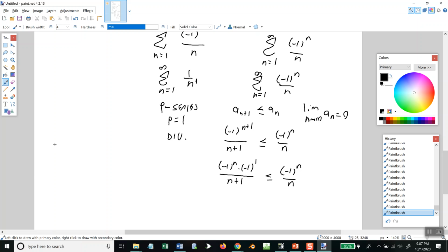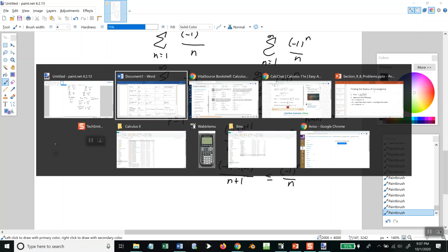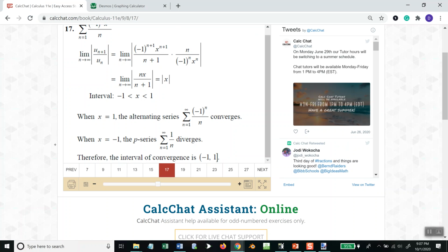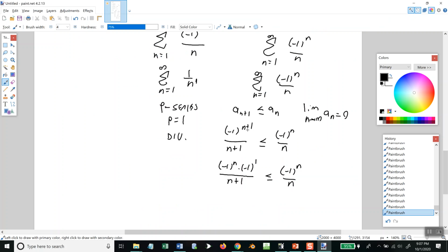Because I show it diverging, but they say it. Oh, no, they say it converges. They just have negative 1 to the n power. Oh, did I plug in my x value? I did, didn't I? Yeah, negative 1 to the n.